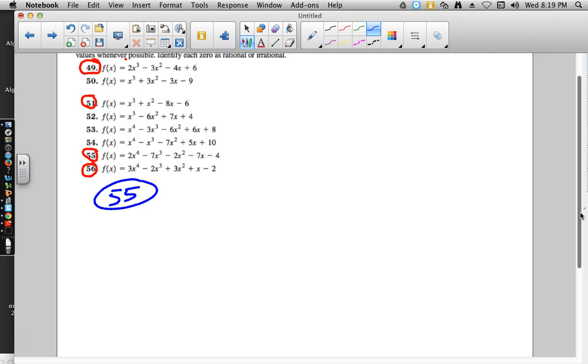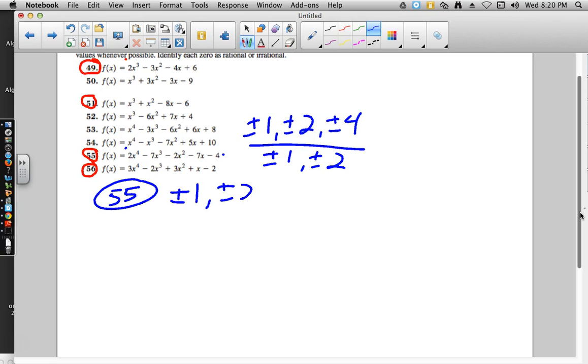All right, same type of thing for number 55. So with 55, our possibles, there's a 4, so plus or minus 1, plus or minus 2, plus or minus 4. That's not a bad list. But in the front we have a 2, so plus or minus 1, plus or minus 2. So let's see what our possibles really would be. Plus or minus 1, plus or minus 2, plus or minus 4, and that's by taking the numbers and dividing them by 1. And then we go back through and divide by 2, so plus or minus 1 over plus or minus 2 is plus or minus 1/2. 2 divided by 2 is 1, and 4 divided by 2 is 2, and those are already in the list. So we don't need to do anything more for those.